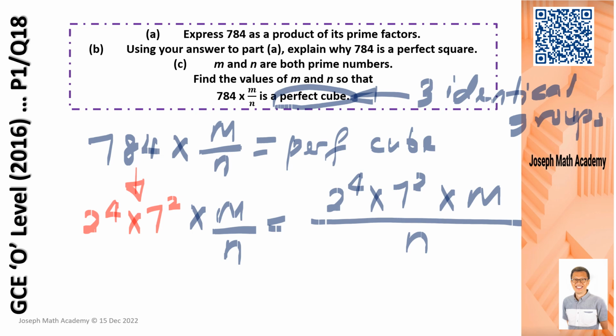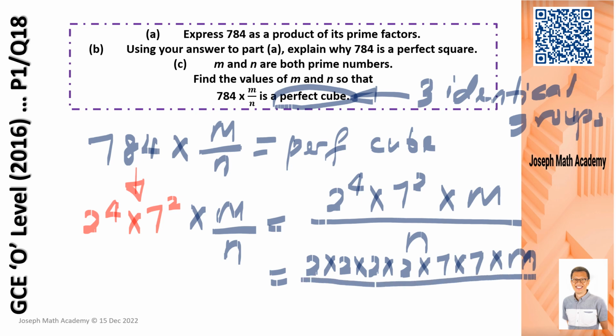So, what do I have? 2 appearing 4 times, 7 appearing 2 times, and we have a letter m. The whole thing is divided by n. Okay, we need to have 3 identical groups, right? Come, let's take a look.